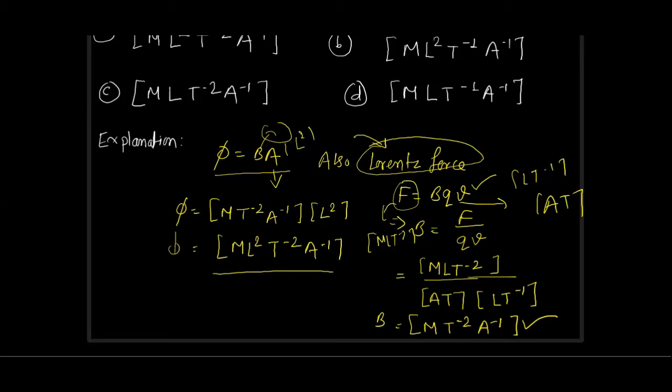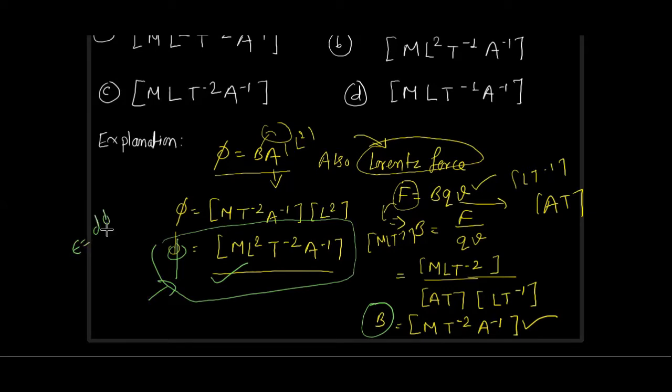So here we get the knowledge of the dimension of phi as well as the dimension of B. I suggest all of you just remember the dimension of phi, at least the dimension of phi, because it can be used to find the dimension of EMF as d phi by dt. The rate of change of flux is EMF, and it is also the potential. If you know the dimension of phi, you can find the dimension of EMF, or if you know the dimension of EMF, you can find the dimension of phi as well. Okay, so let us move to the next question.